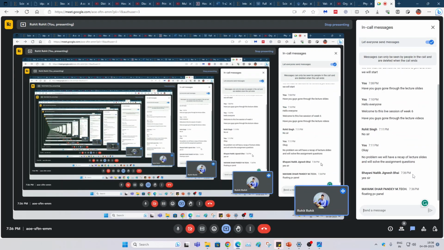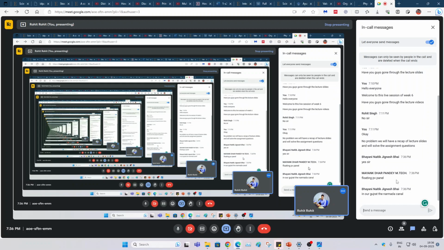Yeah, floating PV panel. Mayank Dhar has posted floating PV panel. Similarly, Natik has also said yes, sir. So yeah, do you want to say anything on this floating panel? Okay, Natik is saying in our Gujarat, the Narmada Canal. Yeah, yes, Natik. So what advantages do you think we are having because of covering the canals with PV panels?